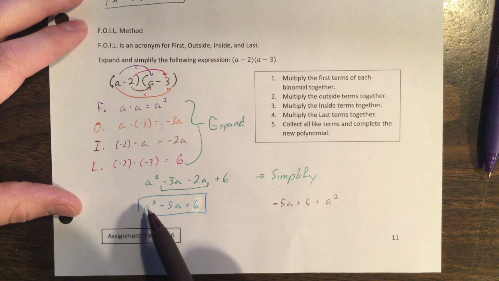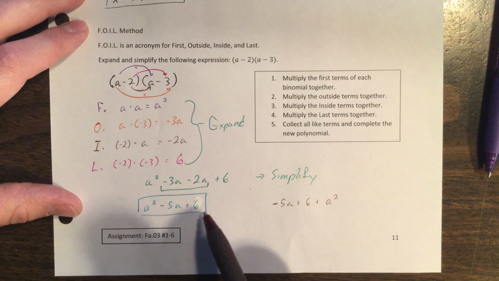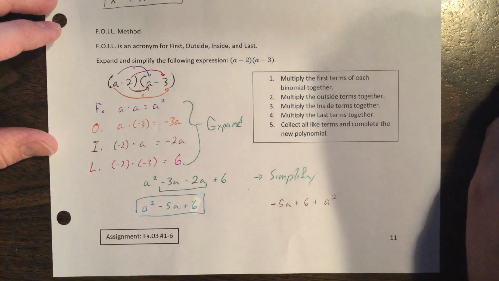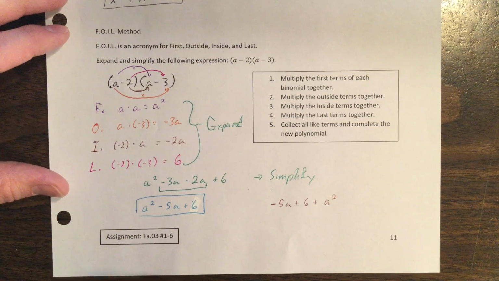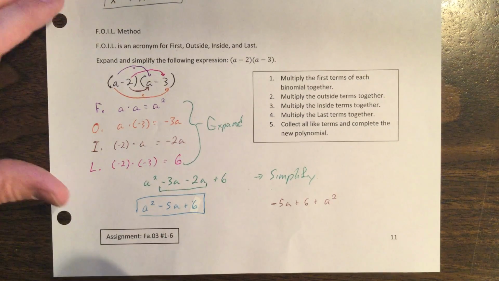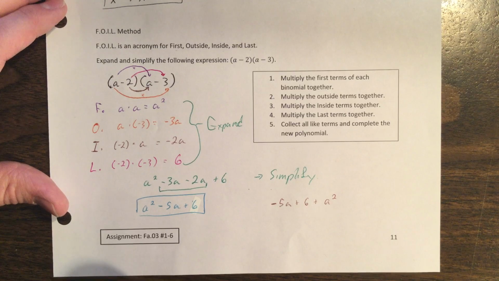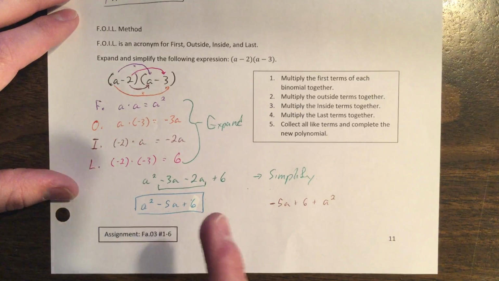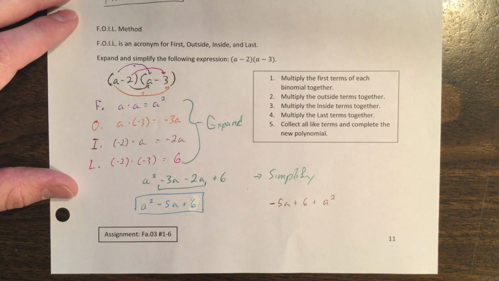I like doing it in the squared, the non-squared, and then the constant. That's the order I like doing it in, but it doesn't really matter. You can kind of do it in whatever order you like. This just makes a little more sense, and that's where a lot of our answer keys are going to have as well, or in the opposite order, so 6, -5a, and then a squared.